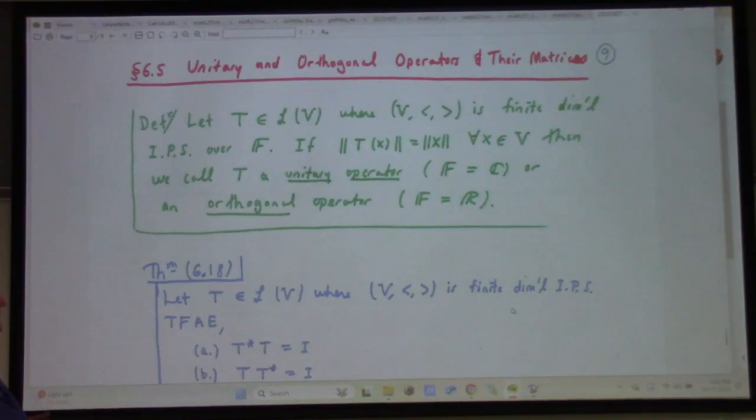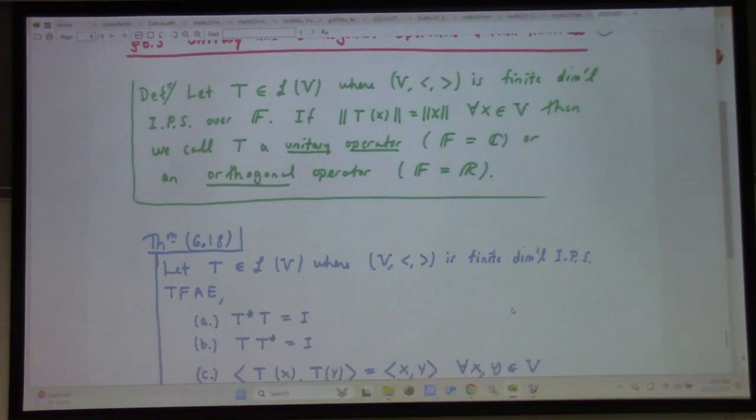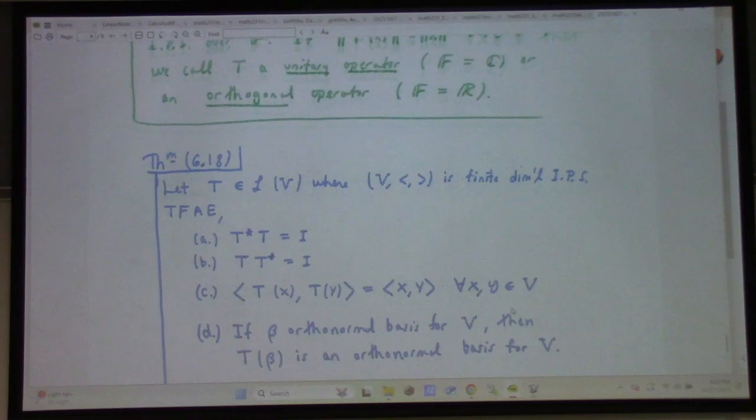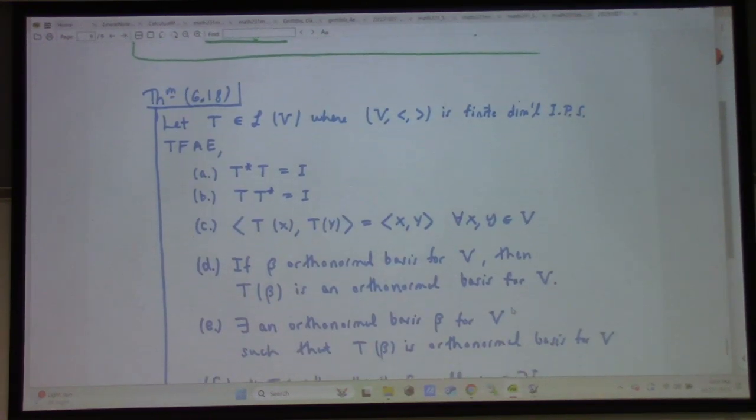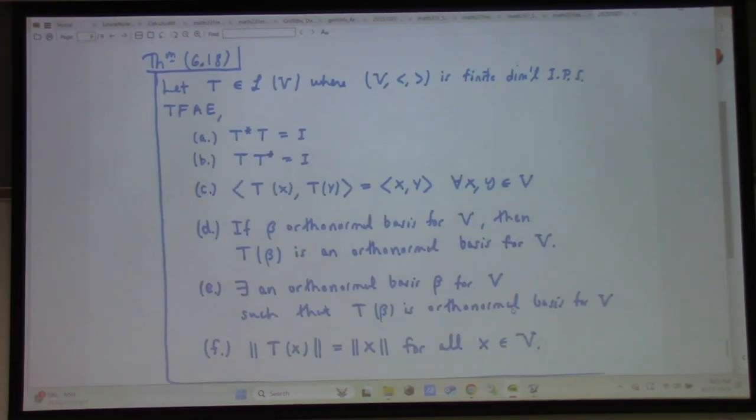So next up, we want to think about unitary operators. A unitary operator is one which preserves length, basically, in this story. In the complex case, we call it unitary. In the real case, we call it orthogonal. All right, and so the basic theorem about unitary operators is given here, theorem 6.18, and that says that the following are equivalent.